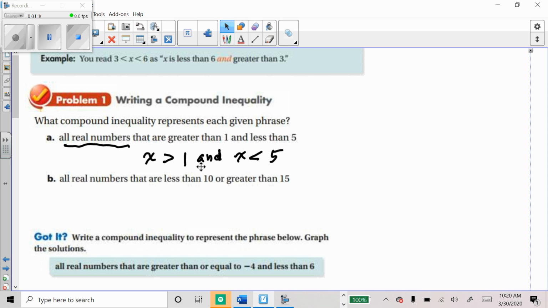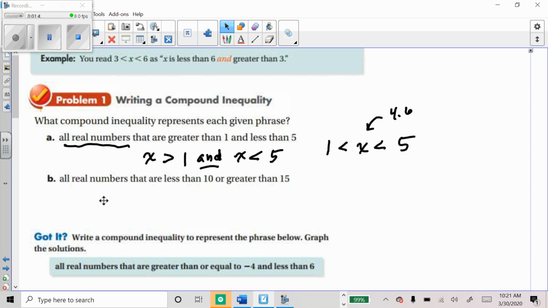Now, when it's a compound inequality like this with the word and, basically 1 and 5 are the boundary points. So there is another way we can write this a little simpler. We can just put the X between the 1 and the 5 and write it like that. So an example of a solution to this set would be like 4.6, because 4.6 is greater than 1 and at the same time it's less than 5.